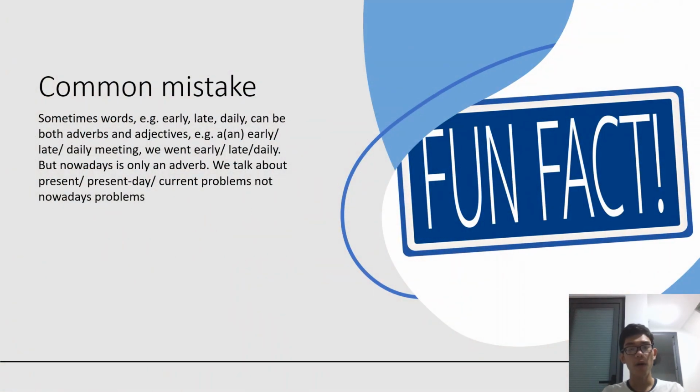Before ending this video, I will show you some common mistakes. Sometimes words like early, late, daily can be both adverbs and adjectives. An early, late, daily meeting. We went early, late, daily. But nowadays is only an adverb. So we talk about present day, current problems, not nowadays problems, right? We cannot say the nowadays problem. We just say present day, current problem.